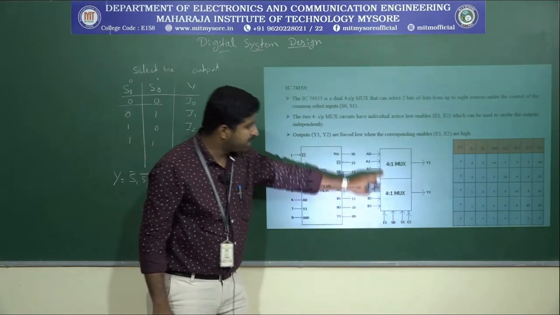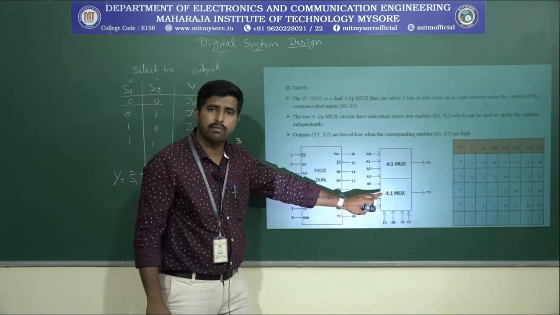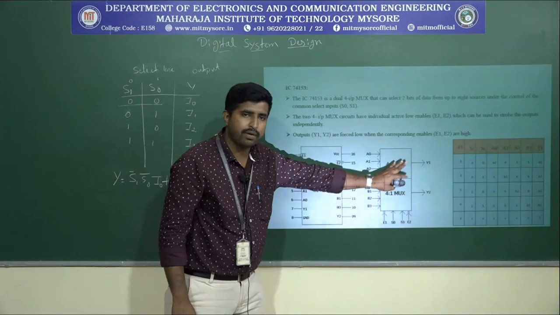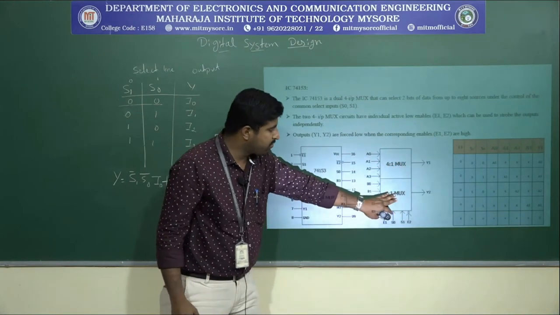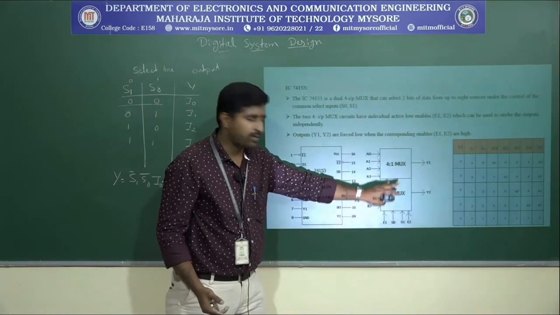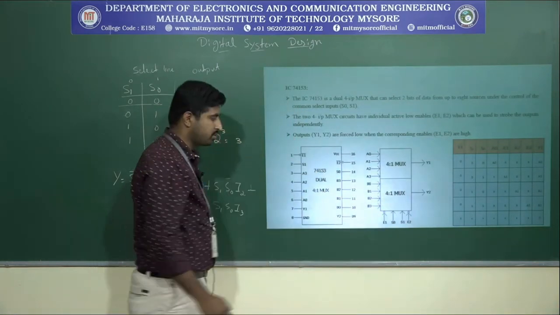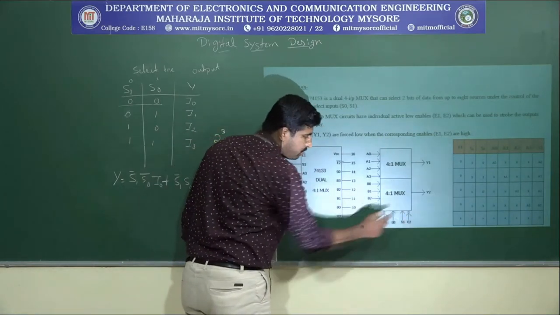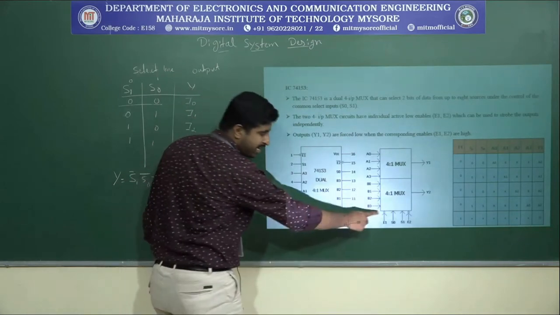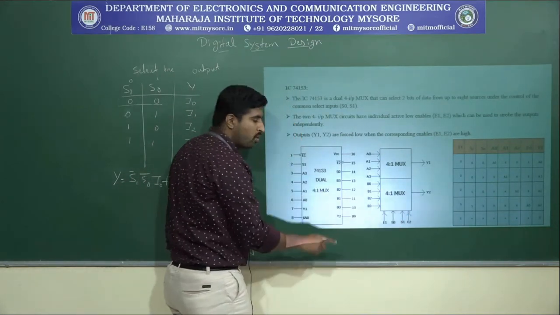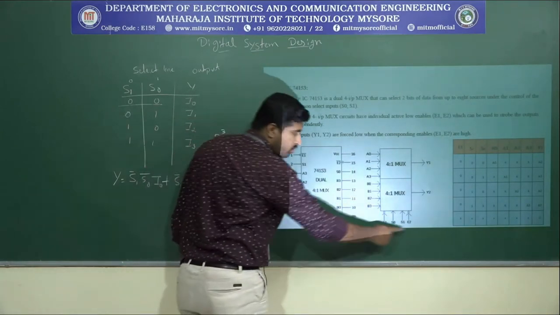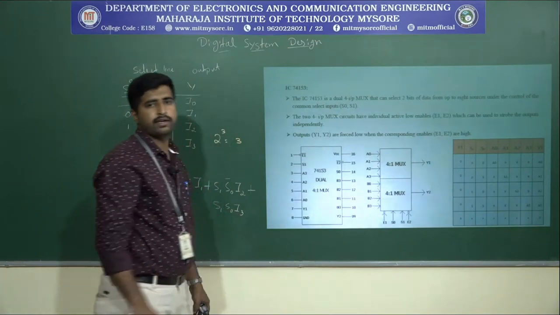To operate individually, with the IC enables, the operation can be done individually. That means this 4:1 mux can be operated, and this 4:1 mux can be operated, separately. To enable them, we have two enable lines, E1 and E2. Keep in mind these two are active low input pins, so we indicate them with a bubble. That means only when you give a 0, E1 will be active. When you give a 0 to E2, then E2 will be active.